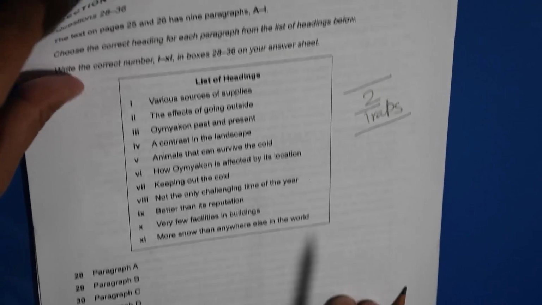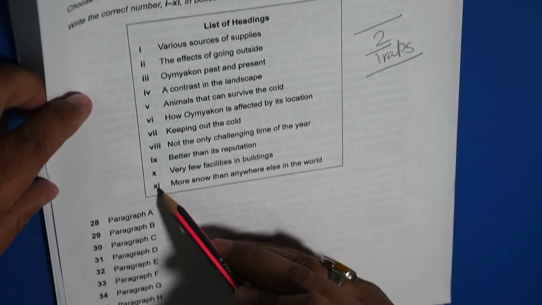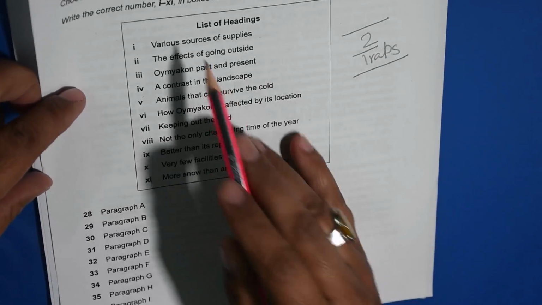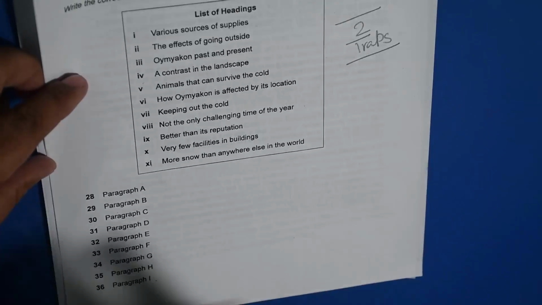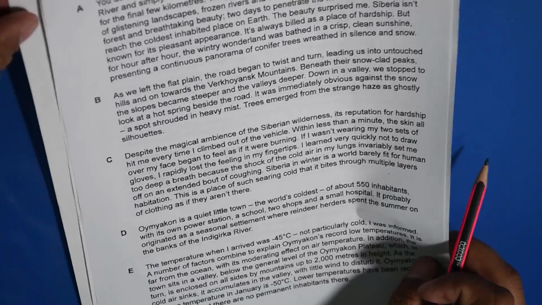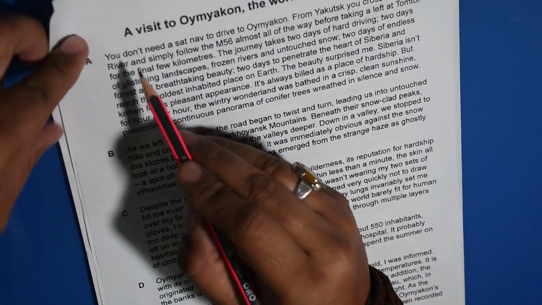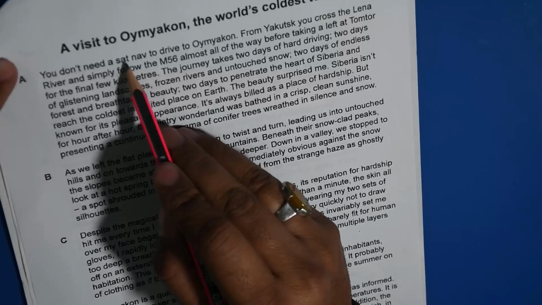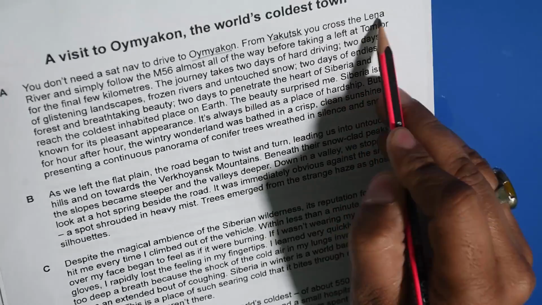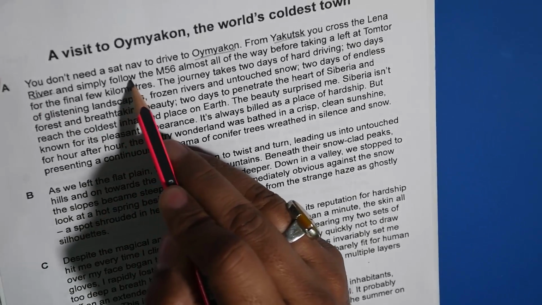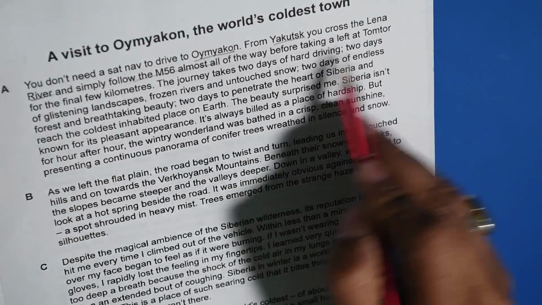Okay, so we've got a list of headings, and I told you 11 headings, and then 9 questions. All the passage is labeled. Anyway, let's make a start with the first paragraph. Now they say you don't need a sat nav to drive to Oimyakon. From this you cross the Lena River and simply follow the M56 and all that before taking left.